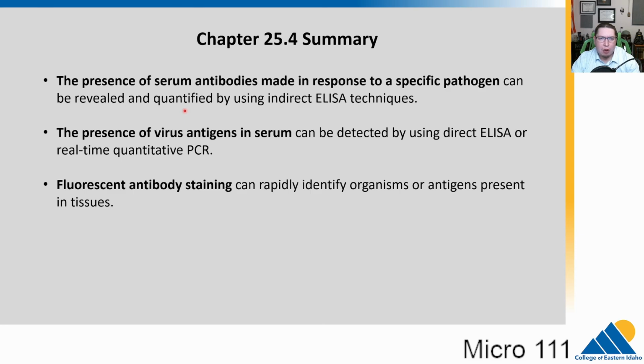All right, so we talked about the use of ELISAs to either detect antibodies that the patient is making in their serum or antigens from a virus or bacteria or something like that that are in the serum as well. And we can even use fluorescent antibodies to quickly identify things on a microscope slide. All right, that's it for 25.4.